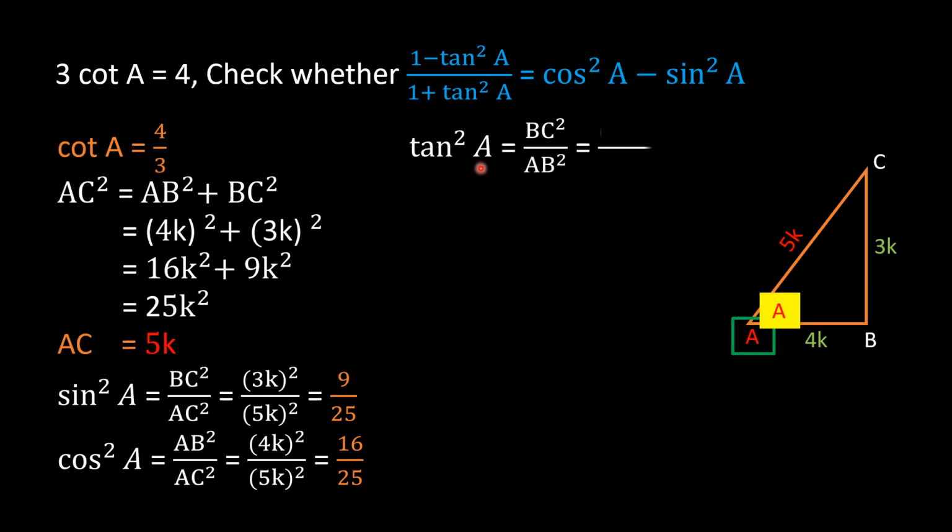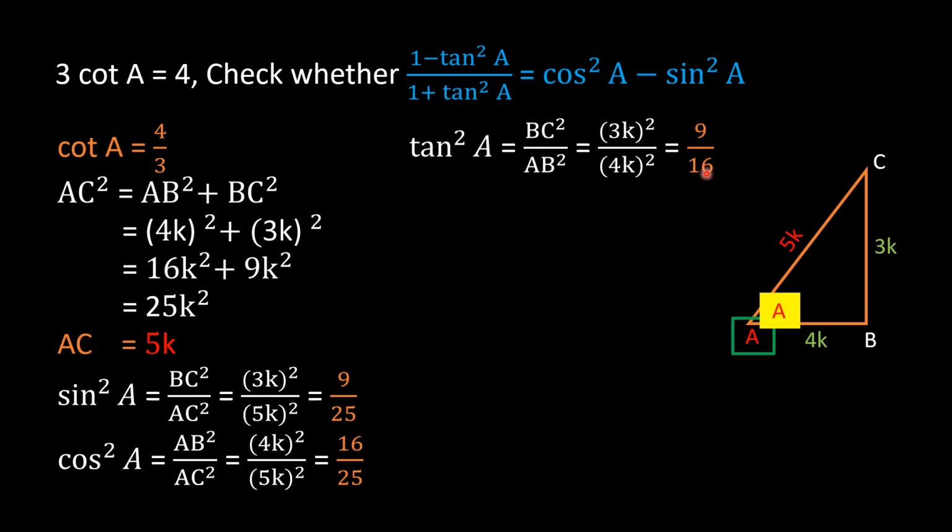Tan square A will be BC squared divided by AB squared. That is 3k squared divided by 4k squared. K squared cancels with this k squared. 3 squared is 9, 4 squared is 16. So tan square A is 9 divided by 16.